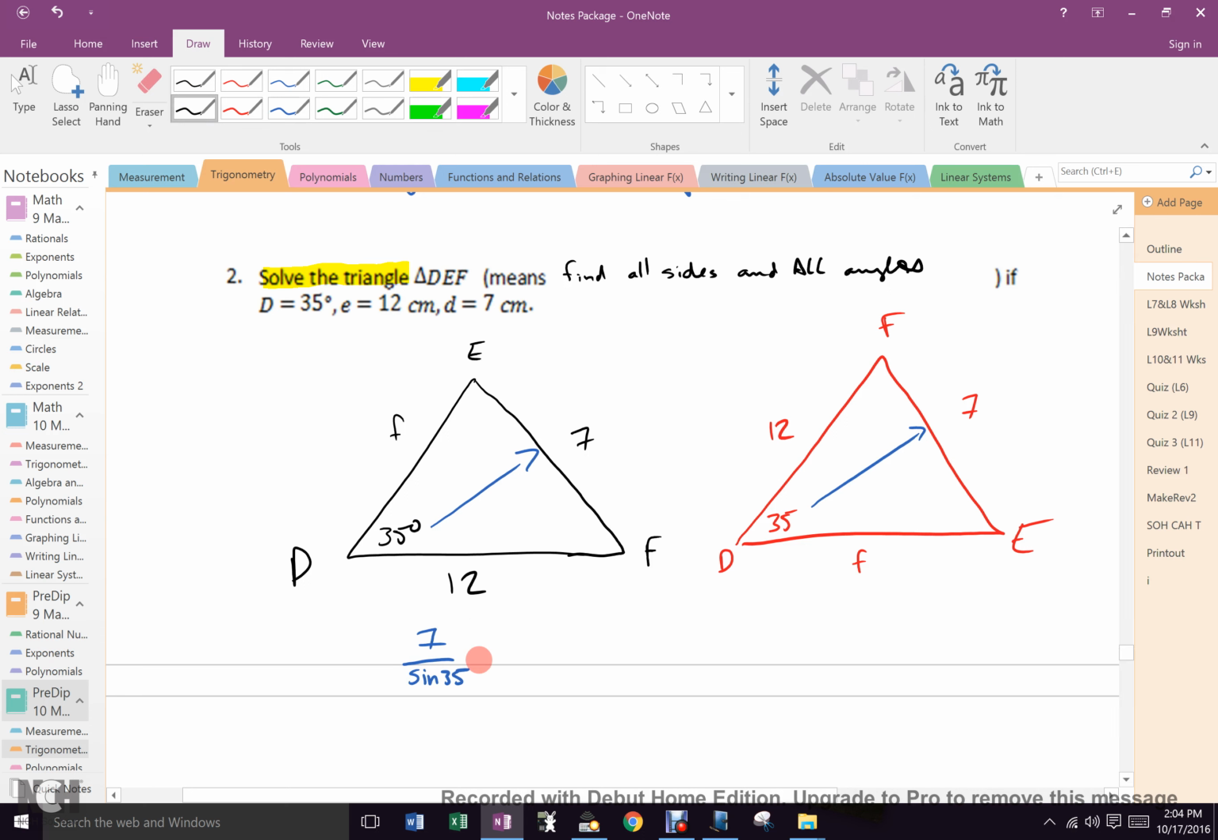In black, I have 12 over sine big E, don't I? Everyone agree? Okay. So let's solve that first. Multiply the pair, divide the spare, right? So that's going to be 12 sine 35 divided by 7. Yeah? Now here's a trick that's going to mess you up. When you punch that into your calculator, what are you going to get?